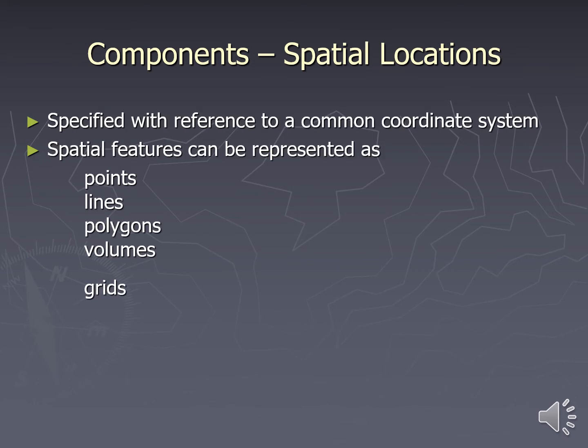So, components of spatial locations. Basically, right off the top, it's got to have a reference system, and it needs to be a point or a line or some sort of feature that is associated with some sort of reference in that common coordinate system. And the spatial features can be represented as a number of different things. They are mainly considered points, lines, polygons, technically volumes, and grids kind of use a combination of these basic classes to create a fifth example.